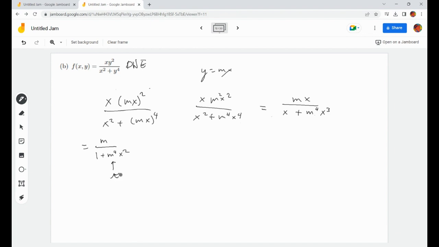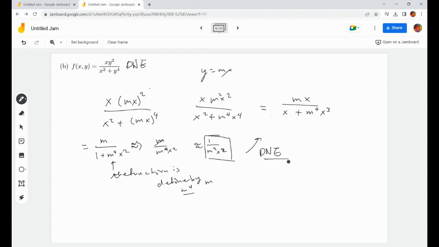And you can see the function is defined by m^4 and m. If we go to the approximation method, that is m^4 x squared. And this has an m that's making it DNE. If there's an m that's forming the equation, then it can't possibly be the answer that we're looking for.